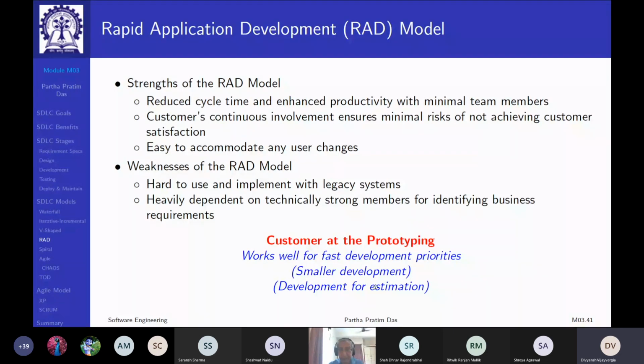Particularly, this point is very important: not always do you develop only for the actual delivery. But suppose you have a big project, suppose you estimate that this is a 100-man-year project, right? So probably 50 people will work for 2 years in this project.